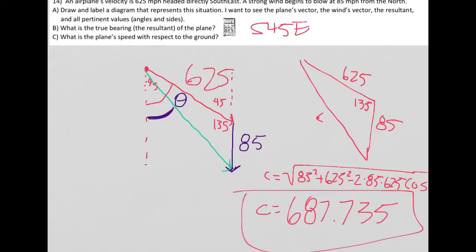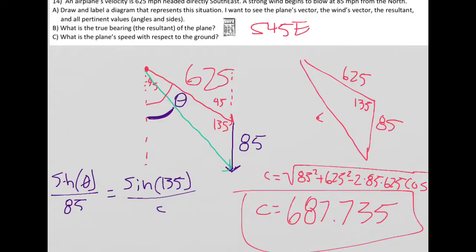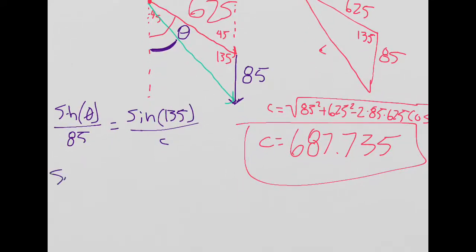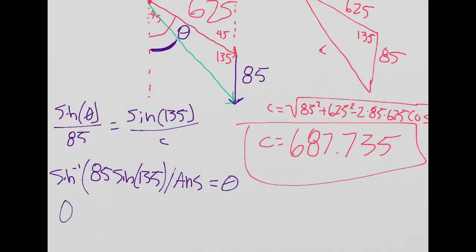So let's set up a law of sines proportion. Sine of that theta divided by 85 equals the sine of 135 divided by the value we found for C right there. I'm just going to write it as C. I don't feel like writing it all out. So that means that the sine inverse of 85 times the sine of 135, close your parenthesis, divided by the second answer will give us our value for theta. And so if you do that, you should find that theta equals roughly 5.014. But no, that's not our answer.